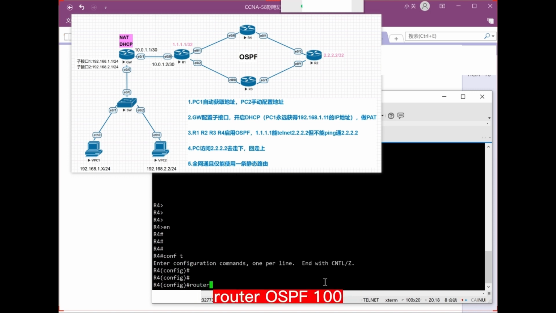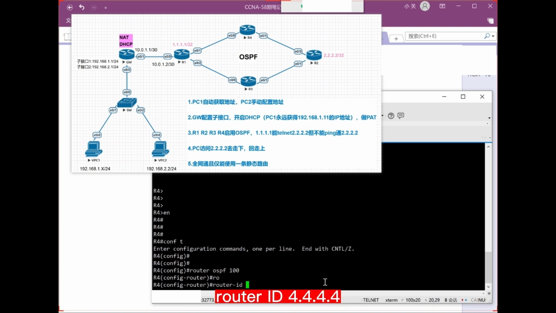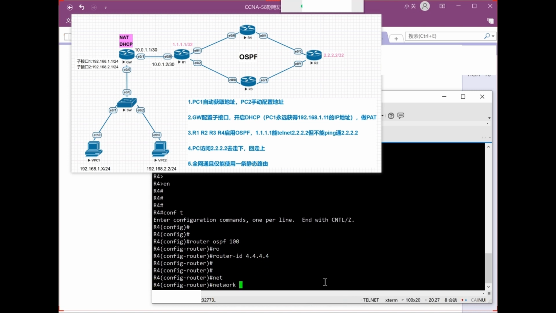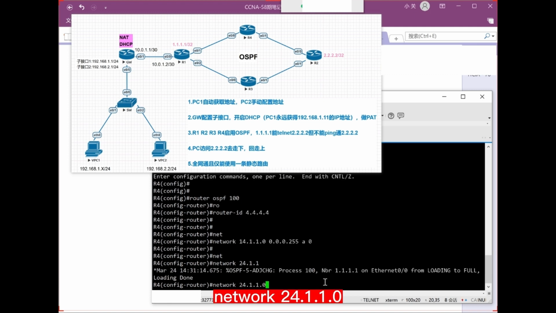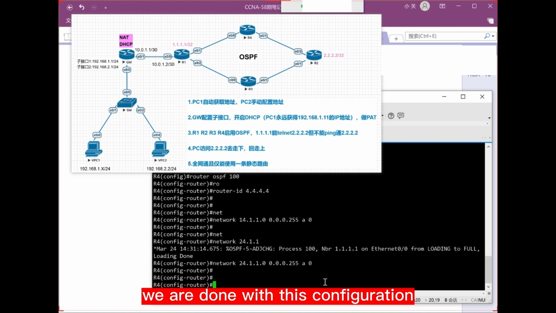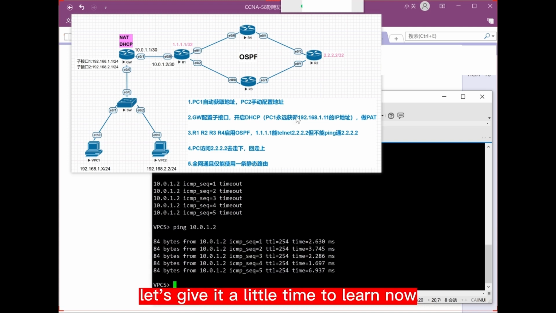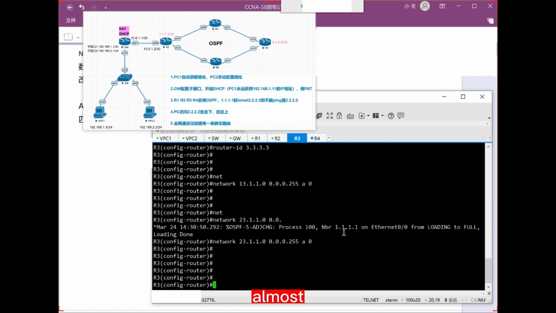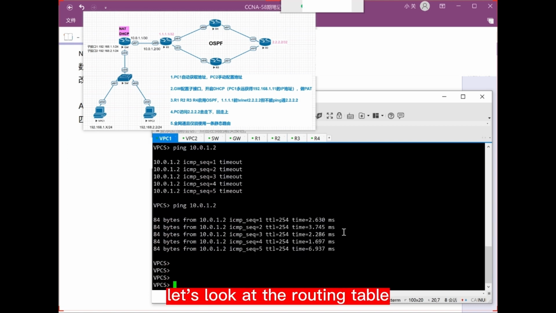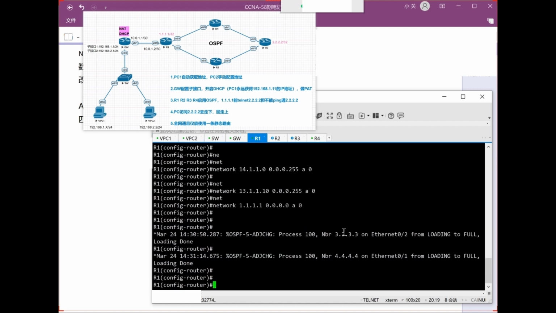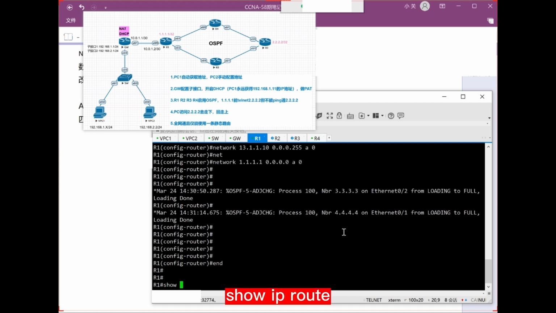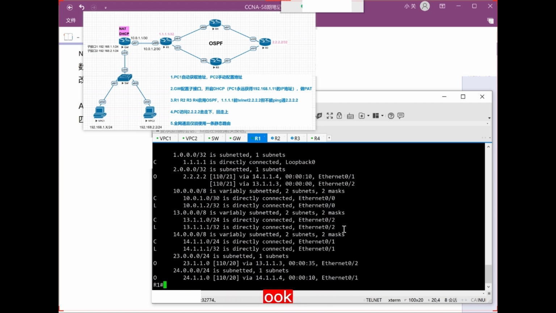Router OSPF 100. Router ID 4.4.4.4. Network 14.1.1.0. Network 24.1.1.0. Okay. We are done with this configuration. Let's give it a little time to learn now. I think it should have learned almost everything. Let's look at the routing table. Show IP route. Let's take a look.